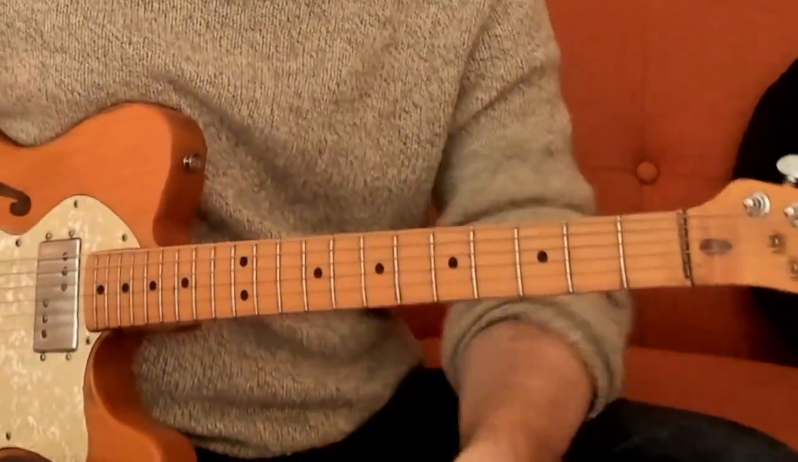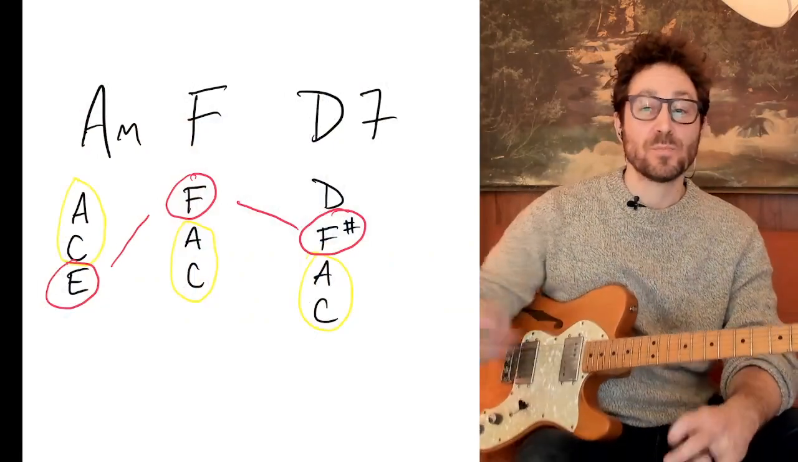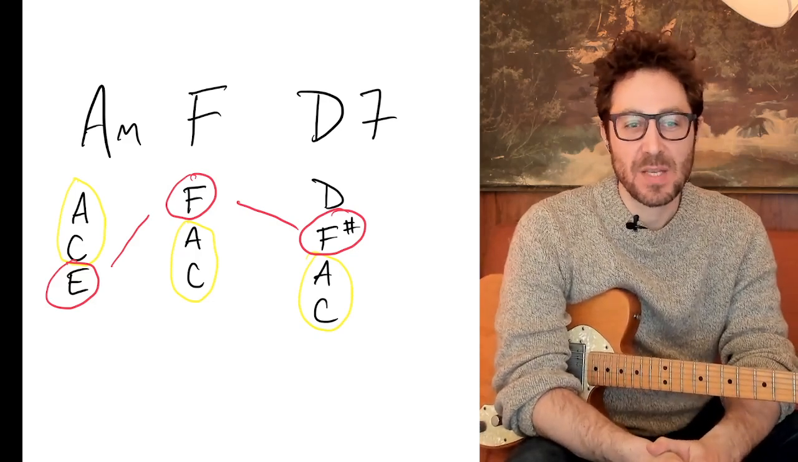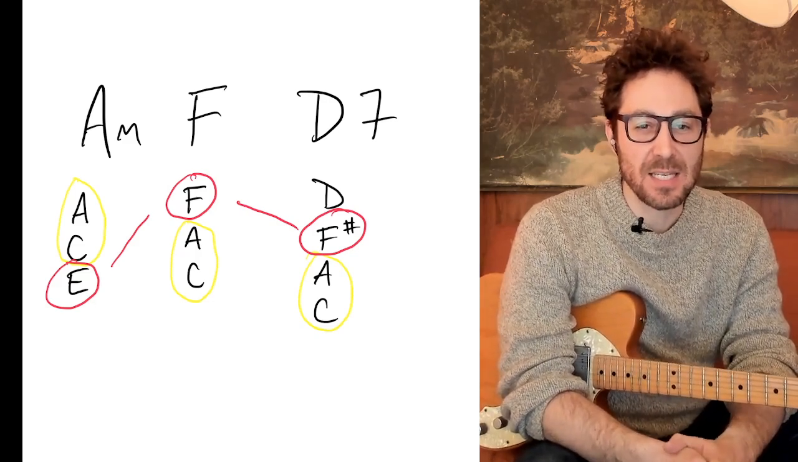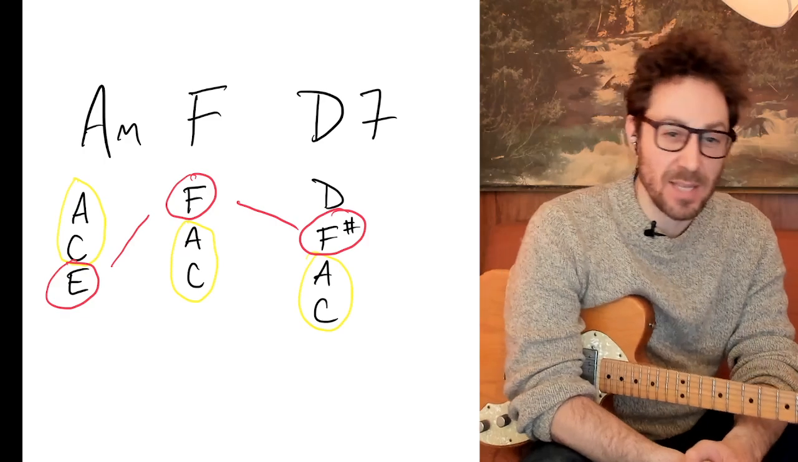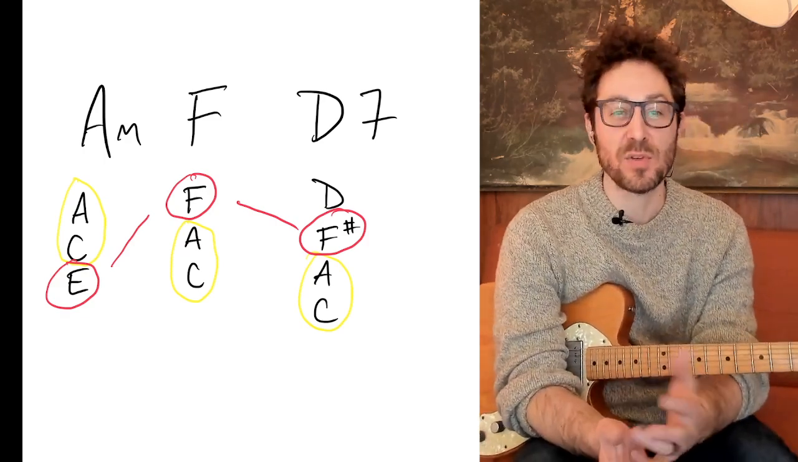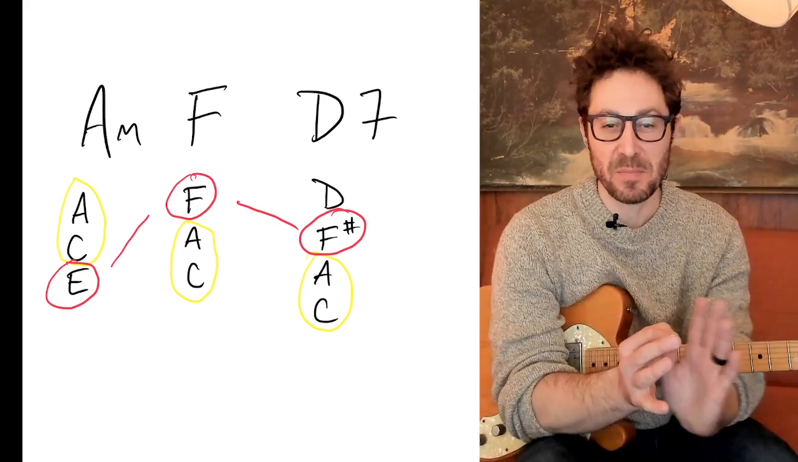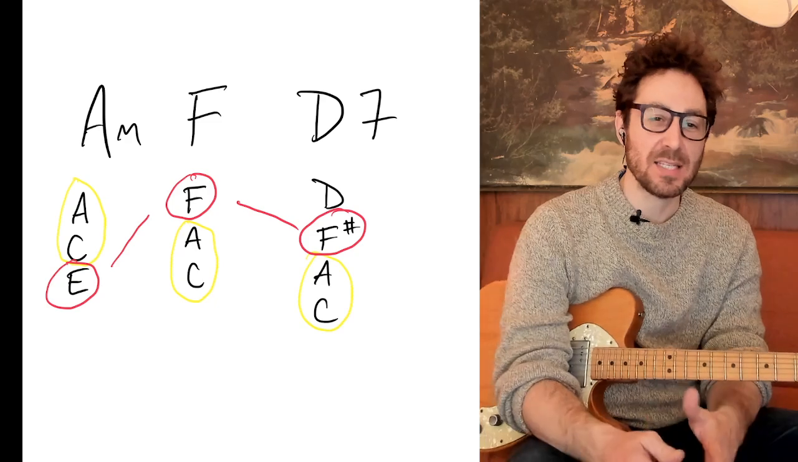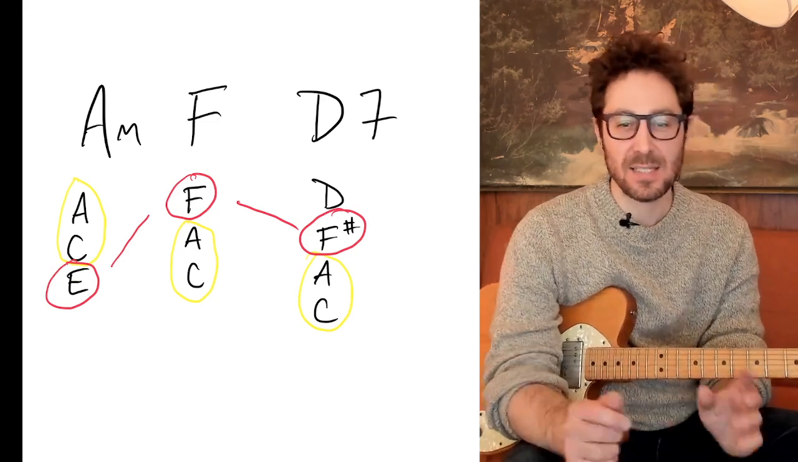Hold on, let me put some things here. Refresher. A minor is A, C, E. F is F, A, C. And D7 is a 4-note chord, D, F sharp, A, C. They all have A and C in them. So if you know where your A's and C's are, keep them, and cleverly morph into the next chord. So remember, A, C, E, F, A, C, D, F sharp, A.